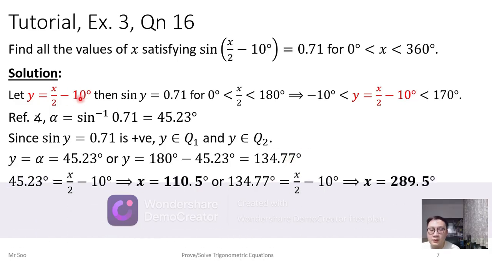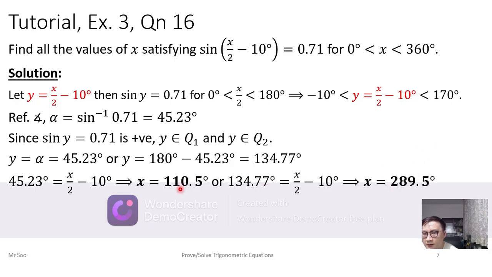And then this is your simplification. How do you simplify? For this part, I just add 10 on both sides and then multiply by 2. I get x equals 110.5 degrees. Then for this part, I add 10 degrees to 134.77, followed by multiplying by 2. I get x equals 289.5 degrees.